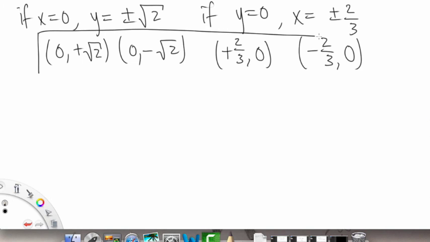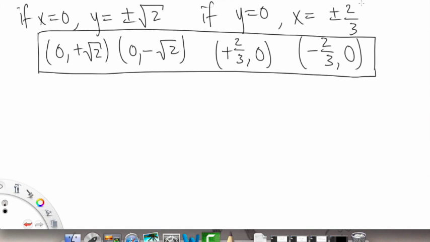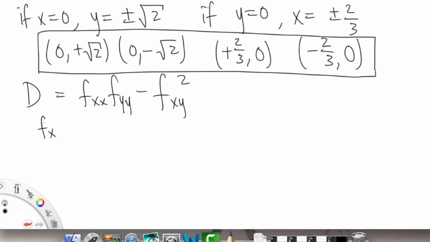Okay, so this is the first part. We found our critical points, and now we have to analyze what's going on at each of them. So what we're going to do is apply the second derivative test, and to do that, we have to find the equation for the discriminant. That's going to be f_xx times f_yy minus f_xy squared. So we have to find all of these second derivatives. I'll start this on the next slide so we have enough room.